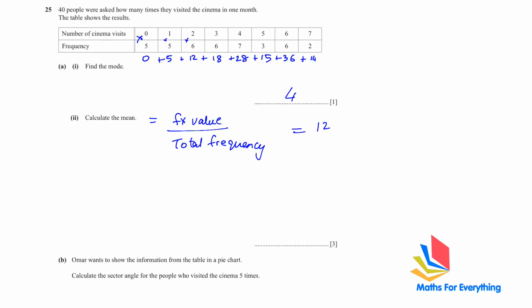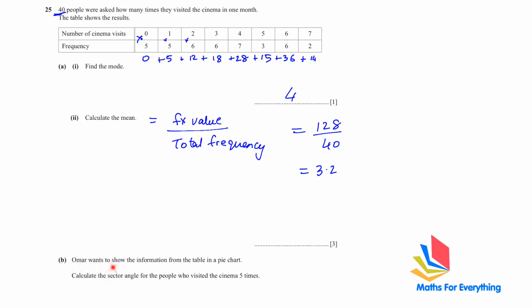So 128 divided by what is our total frequency? 40. 128 divided by 40 will give us 3.2. So that is the mean. Mean questions are very common. You need to know all the different types of mean and how to find them.